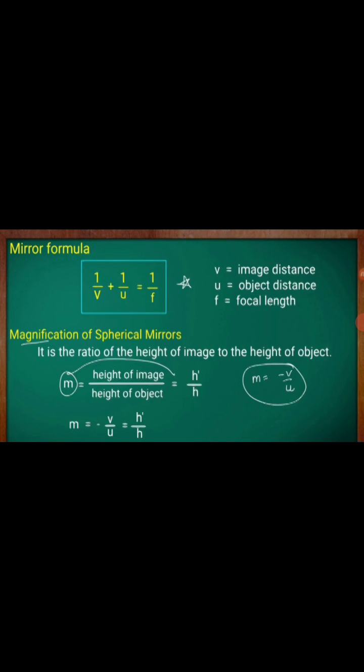So when I consider these two as equation 1 and 2, I can combine equations 1 and 2 and write m is equal to minus v by u, that is equal to h dash by h. Therefore the magnification can be calculated depending on the height of the image and object or depending on the distance of the image and object. So the magnification gives exactly the size of the image. If the magnification is more, then the image is enlarged. If it is less, the image is diminished. Depending on that, we will come to know the size of the image.